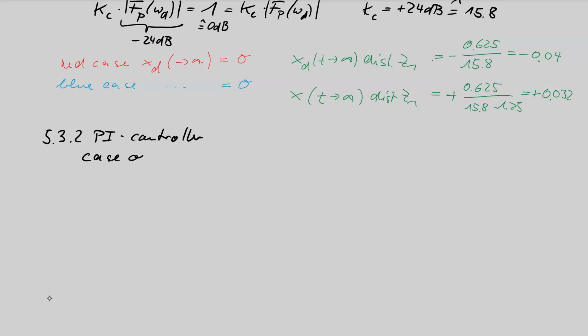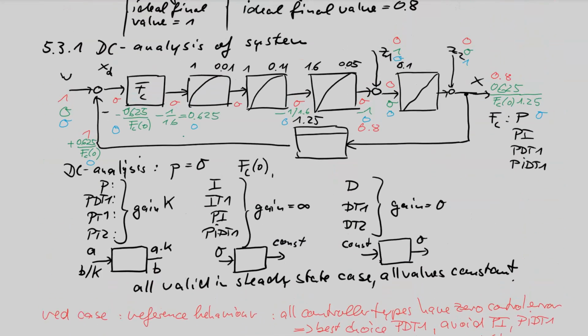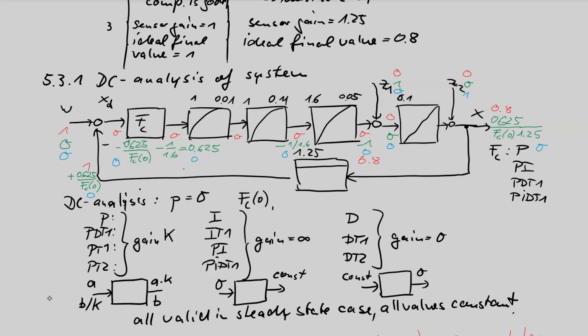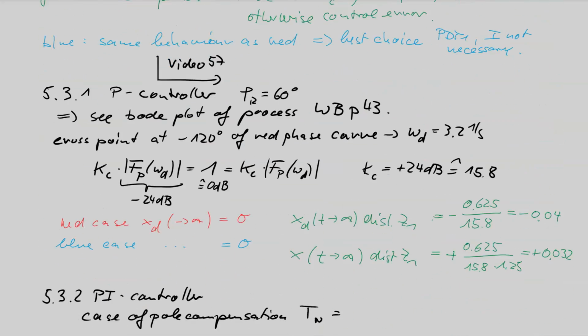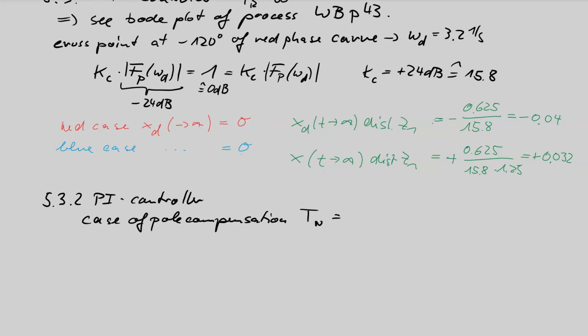Case of pole compensation. That means Tn of the PI controller is then selected to the largest process time constant. Here we have 50 millisecond, 110 millisecond, 10 millisecond. So the largest one is 110 milliseconds. This is not a PT1, that's an I. So one of these three could be chosen, and so we have here 0.11 second.